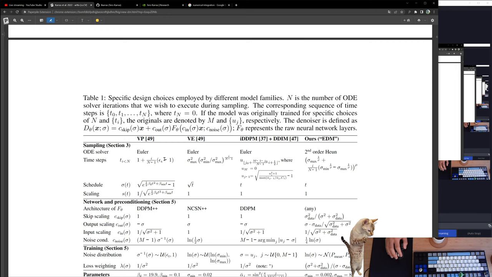Okay, so here we have different versions of diffusion models, design choices employed by different model families. N is the number of ODE solver iterations. The corresponding sequence of time steps, right? So this is basically the amount of individual steps you take, where at the end you're at time zero. If the model was originally trained for specific choices of N and t_i, the originals are denoted by M and u_j. The denoiser is defined as, this is the neural network, parameterized by some parameters theta, c_skip x plus c_out F. What is F? F represents the raw neural network layers.